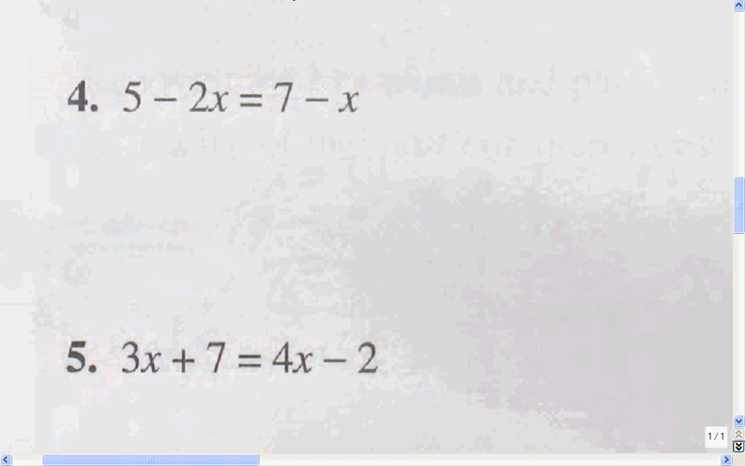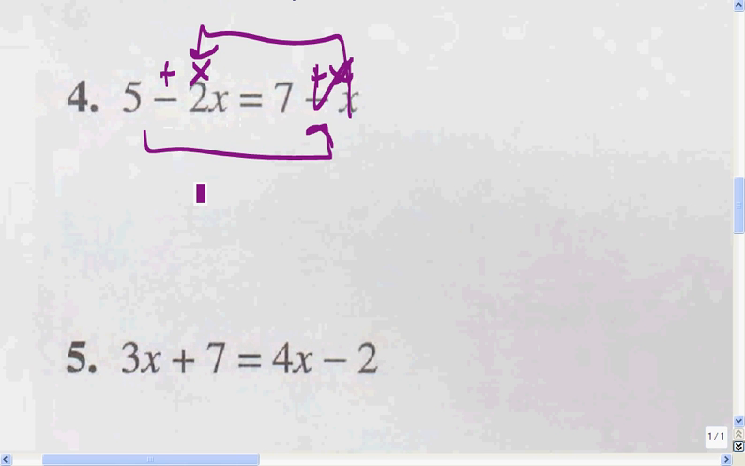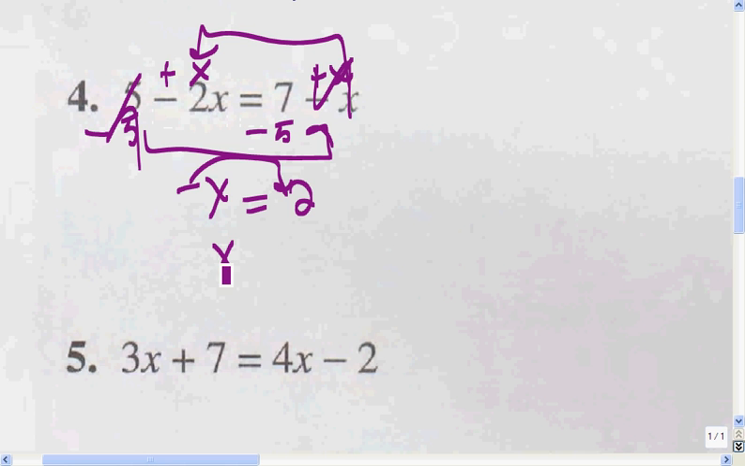Okay, so I'm going to move the x over here and the 5 over this side. I'm going to add x to this side, get rid of it, add x to this side. Negative 2x plus x is a negative x. So I'm going to subtract 5 from this side, subtract 5 from this side. That's going to give me 2. Then I'm just going to move the negative over this side. So x equals negative 2. Okay?